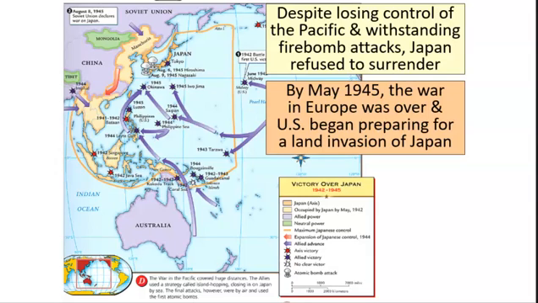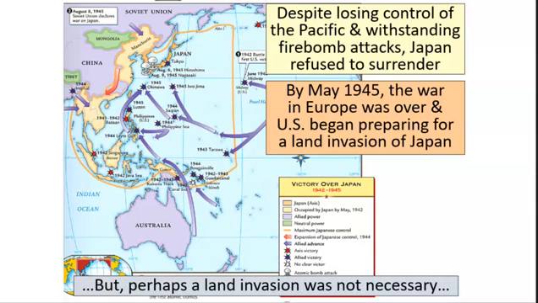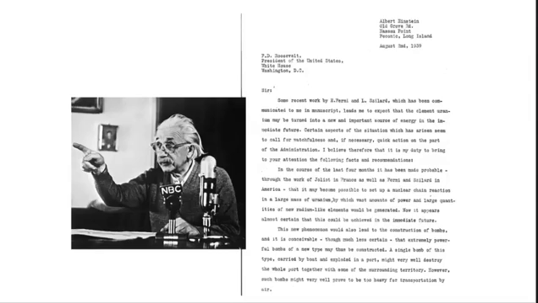And this led many Americans to believe that a land invasion of Japan, although it might be necessary, was going to be incredibly costly. And so by May of 1945, the war in Europe is over, and we're starting to prepare for this land invasion of Japan. However, maybe a land invasion was not going to be necessary. And that was in part thanks to the man you see pictured on the left, and that is Albert Einstein.